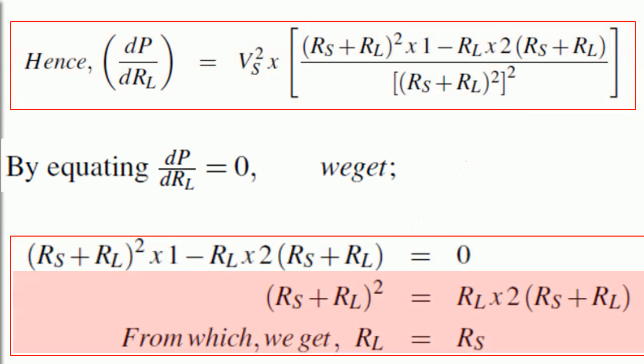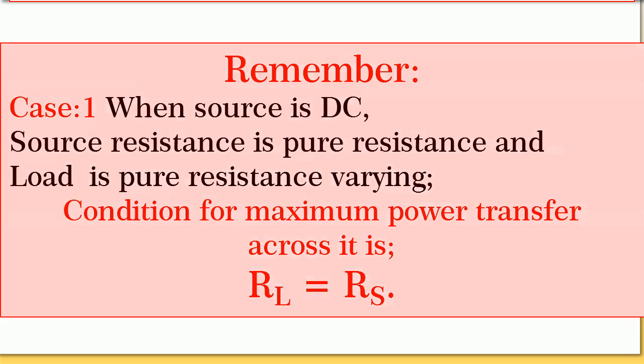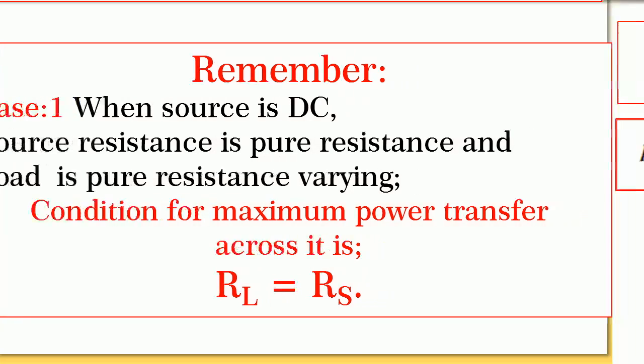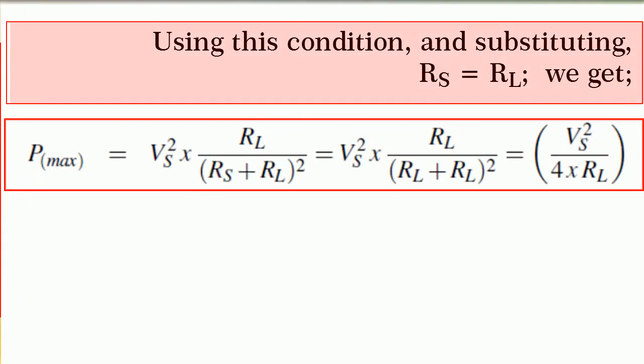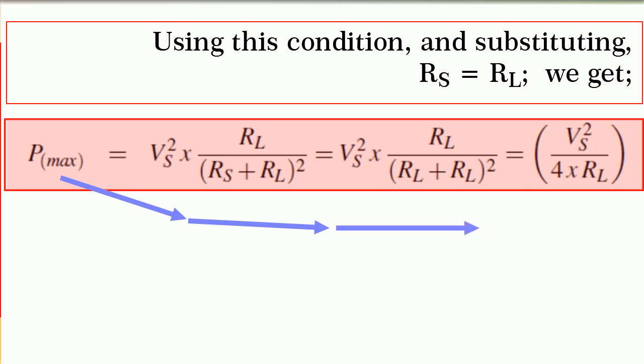By rearranging it and solving it, we get RL is equal to Rs. Hence, when the source is DC and the load is pure resistance varying, the condition for maximum power transfer across it is RL is equal to Rs. Please remember this. By substituting RL is equal to Rs in the equation of power, we get P max is equal to Vs squared divided by 4RL watts.